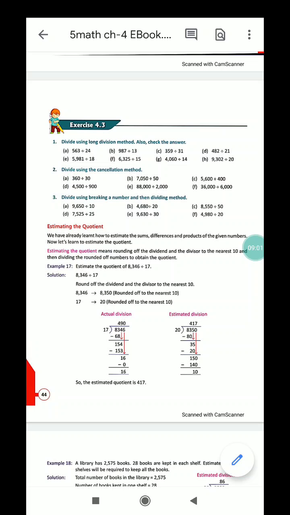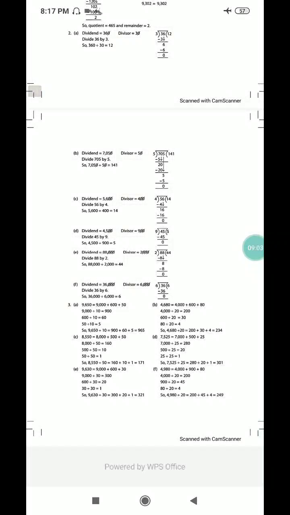Let us proceed to do the sum. So question number 3A, 9650. So we will expand the number. After expanding, we have got 9000 plus 600 plus 50. Now we will divide all the numbers by 10.